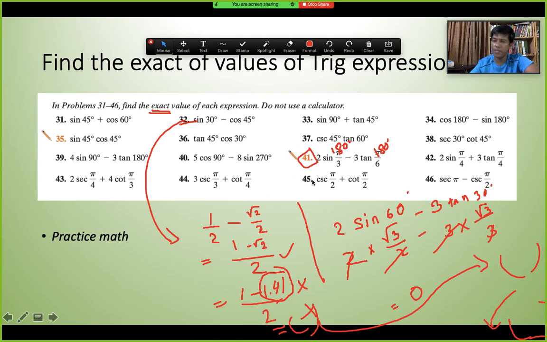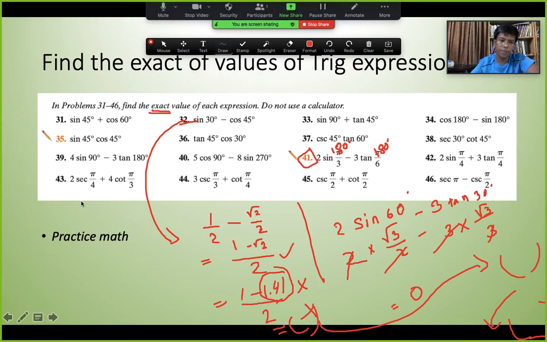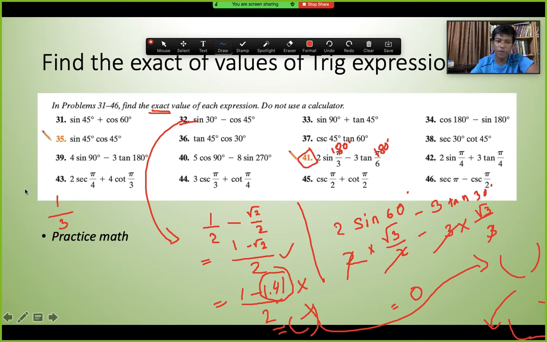Not only in this maths, but in your future maths or any other maths, as much as possible. For example, if you see 1 by 3, which is a decimal number, write it as a fraction, 1 divided by 3, and don't write it in decimal. That's not good. Just keep it as it is.